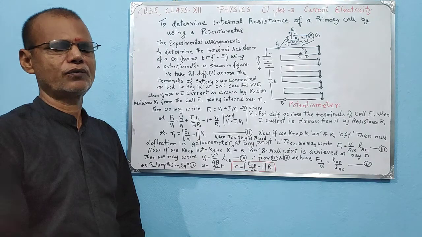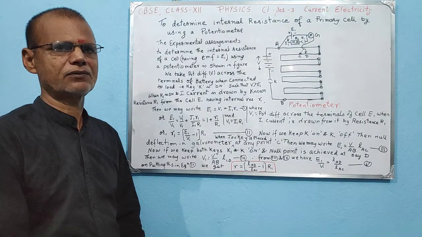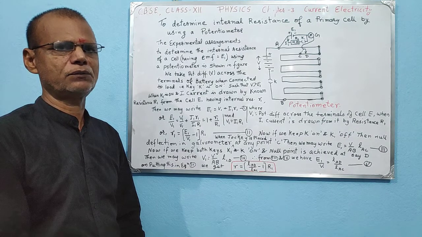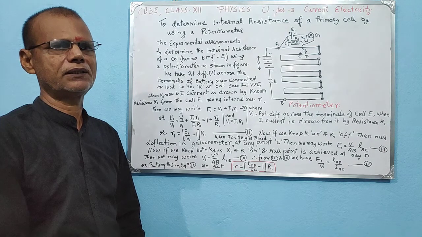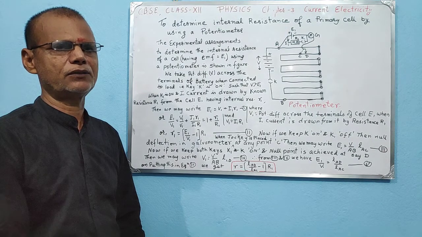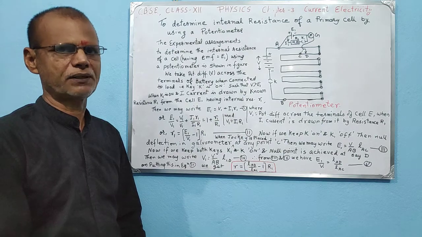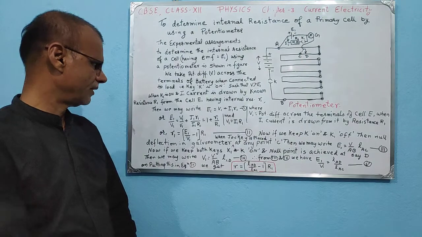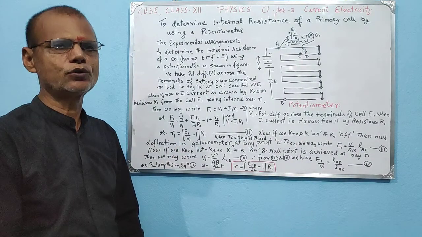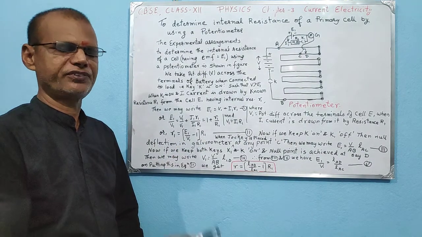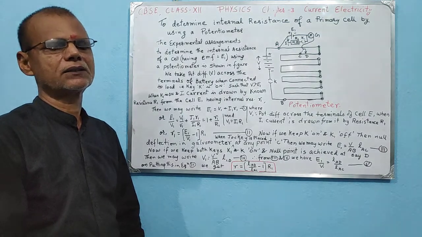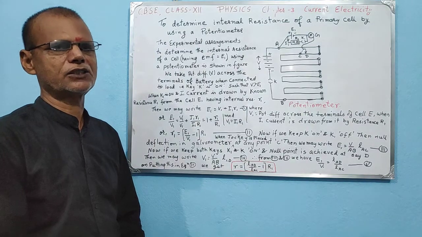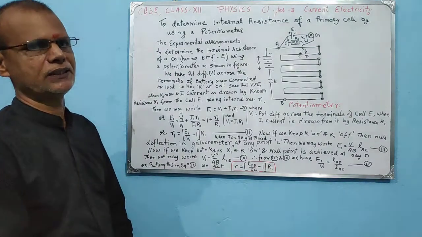the cell when some load R1 is attached to the cell, so that once we find this ratio E1 by V1, we will be able to replace it with its equivalent value determined experimentally, and put that in the expression given by equation number 2. Once we feed the value of E1 by V1, we will get the value of the internal resistance of this cell. So let us see how it is being done.